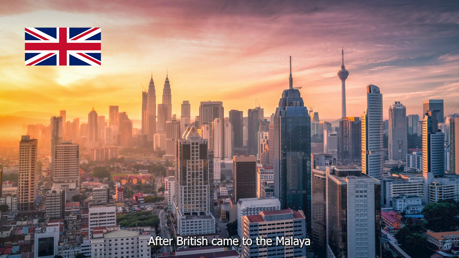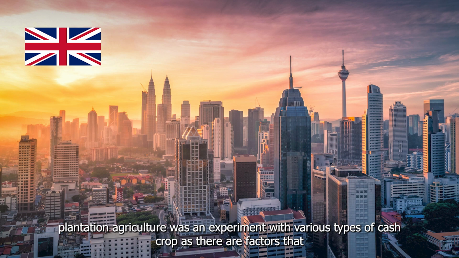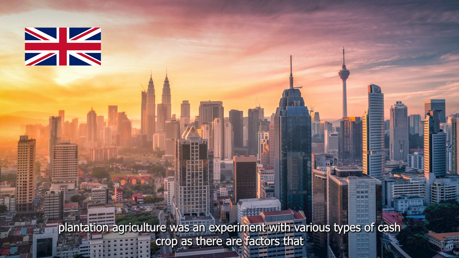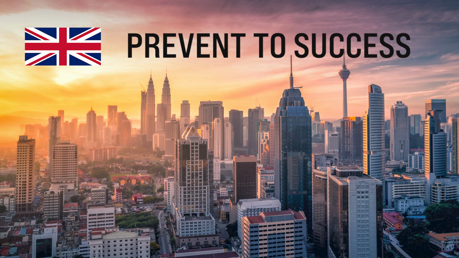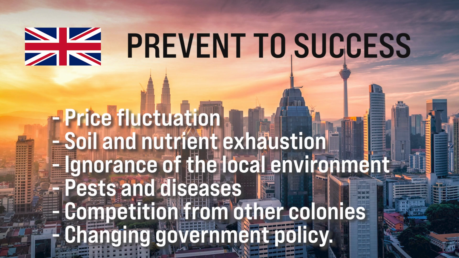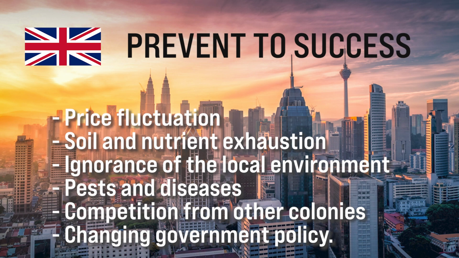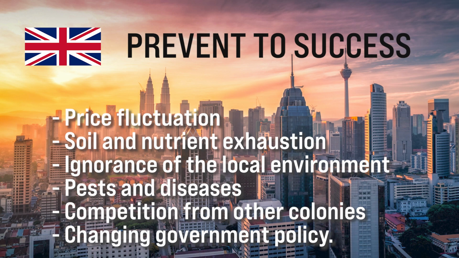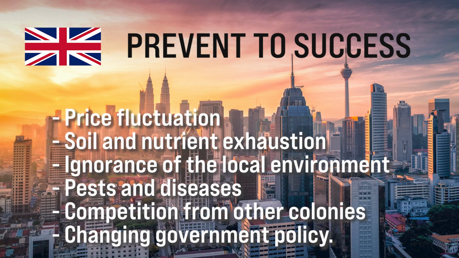After the British came to Malaya, plantation agriculture was an experiment with various types of cash crops, as there were factors that prevented it from succeeding and making a good product, such as price fluctuation, soil and nutrient exhaustion, ignorance of the local environment, pests and disease, competition from other colonies, and changing government policy.